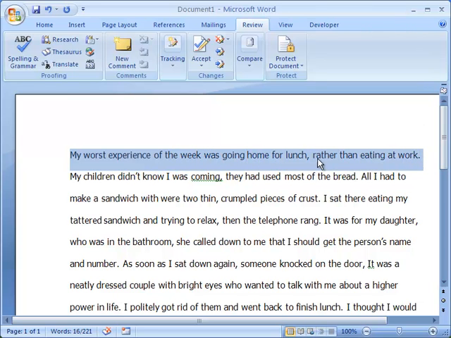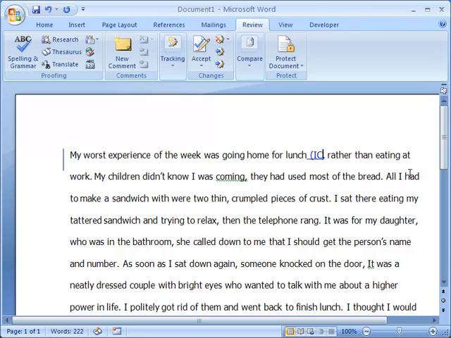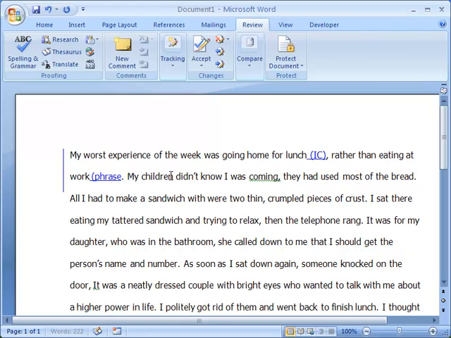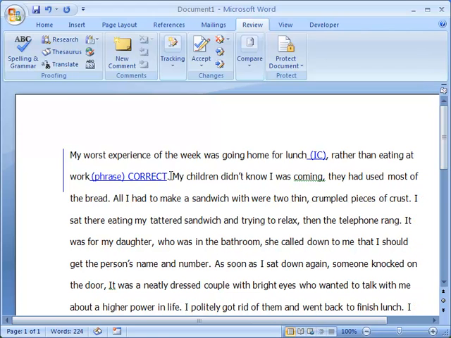If I look at this sentence, I see that I have two ideas. One before the comma and one after. I need to look at each idea and decide if the ideas are independent clauses or dependent clauses. This first idea, my worst experience of the week was going home for lunch, is an independent clause. The second idea is actually a phrase. Rather than eating at work only has a verb, eating. I don't know who would rather be eating at work, so I actually have a phrase here. Because I have an independent clause followed by a phrase, I don't need to make any changes to this sentence. It's correct.